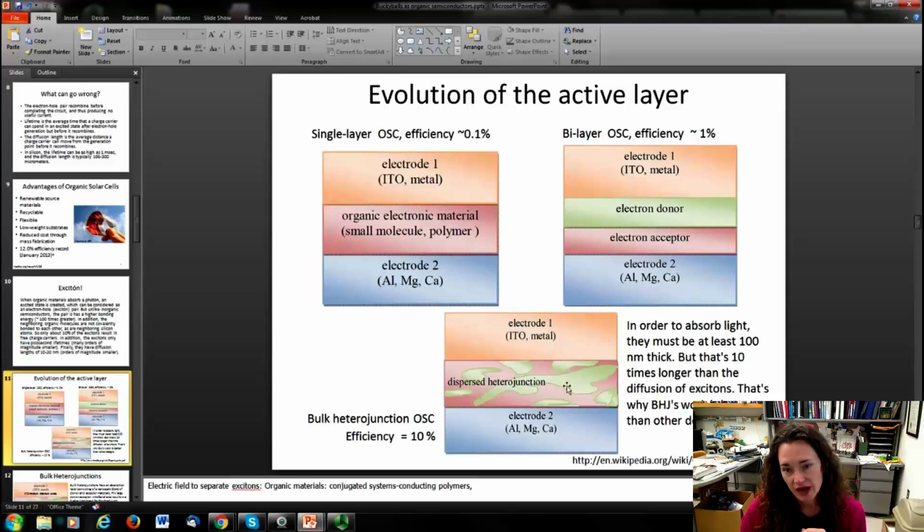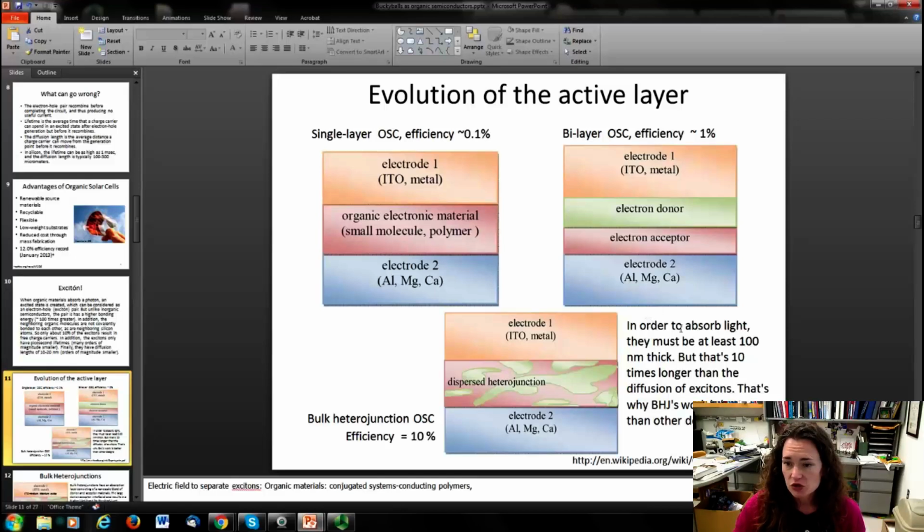Okay, so what they're doing now is they're creating what are called bulk heterojunctions, or BHJs. And what they do there is they take the material that's an electron donor and the material that's an electron acceptor, basically the p-type and the n-type organic materials, and they mix them together, and then they deposit them into a single film. Now, generally what happens is these materials are not soluble in one another, so they don't completely mix. It's kind of like oil and water, and they form this sort of dispersed heterojunction in between these electrodes. Now, these have much better efficiencies, 10% or so, and climbing. So that was a big leap forward.